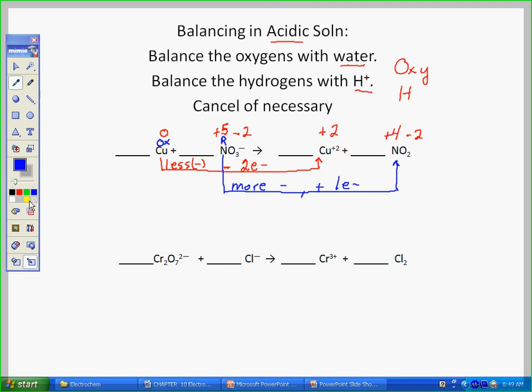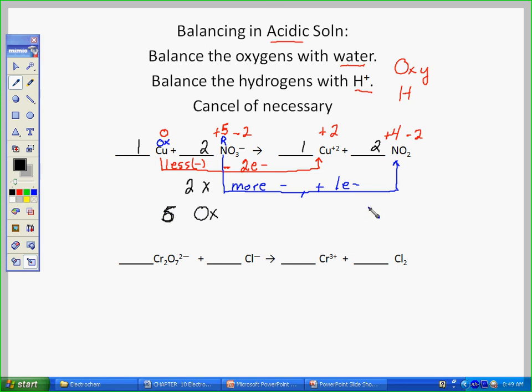Now I have to exchange the same number of electrons. This one's a little easier than many. I just have to multiply this one by 2. So we have loss of 2 electrons and gain of 2 electrons. So this would be a 1 and a 2 and a 1 and a 2. Now at this point you should notice that on the left-hand side we have 2 times 3, so we have 6 oxygens on this side.